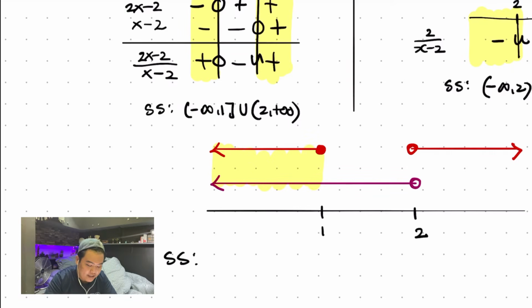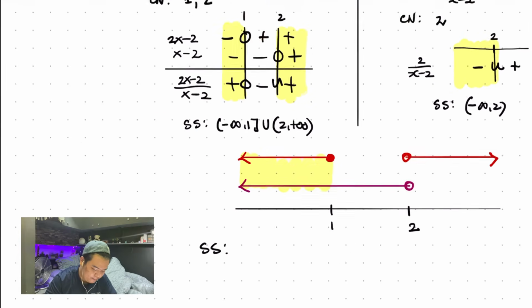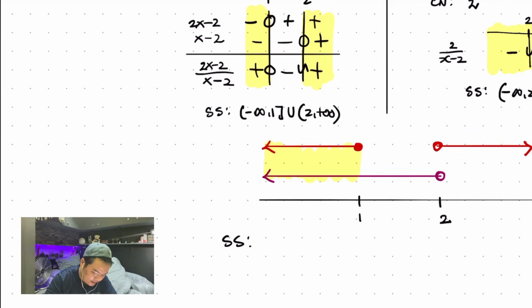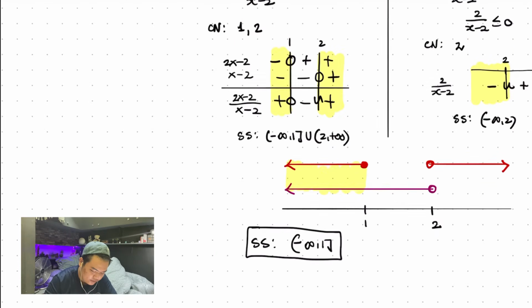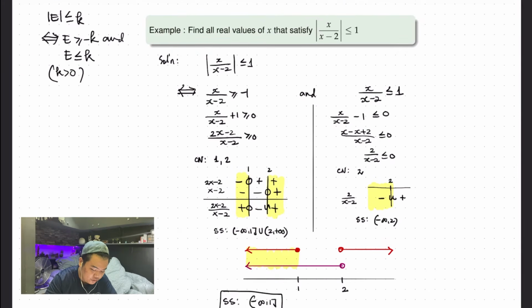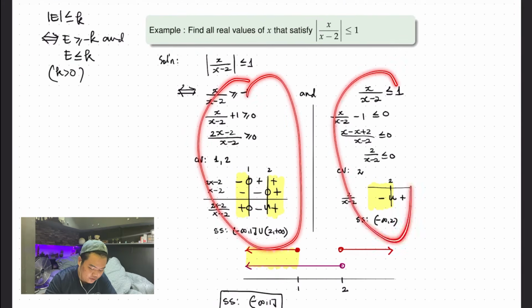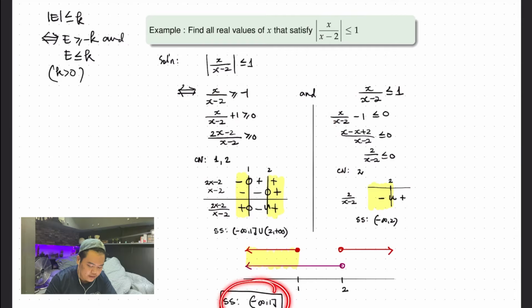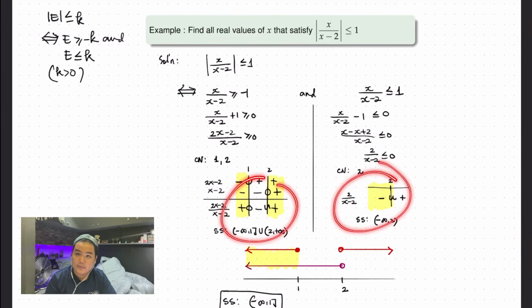Hanggang dyan lang, diba? At kasali si 1. Kasi may point dito, may point dito. So, common point nila yon. Dito wala ka namang point. Okay, so, negative infinity to 1, close si 1. So, that is the solution set. Okay, so parang tatlo yung kailangan mo solution set. Solution set nito, solution set nito, and then yung final solution set, which is the solution set of these two.